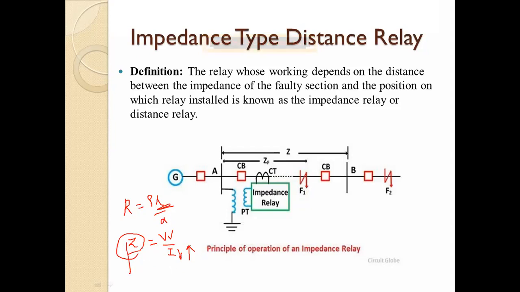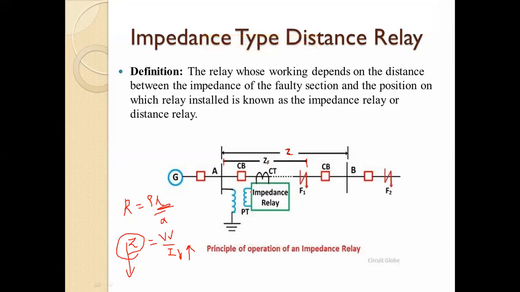If this current increases, impedance decreases, right? So under normal working condition, this impedance is equal to Z. But when this current increases, meaning when a fault occurs there, that time this impedance decreases. This impedance decrease is the fault impedance, denoted by ZF.